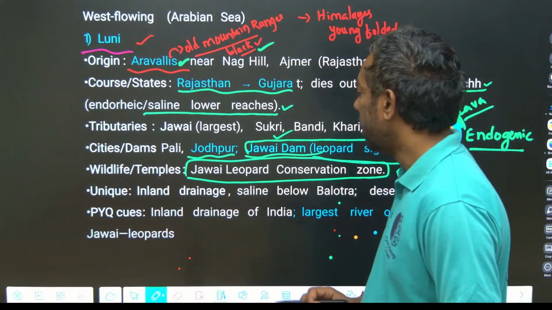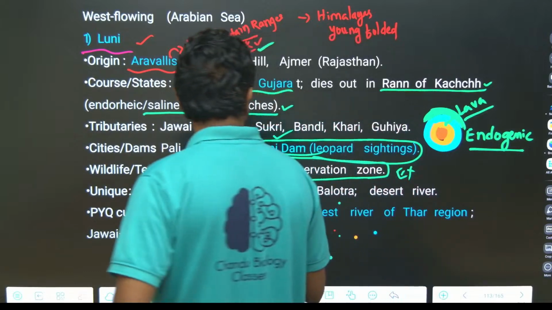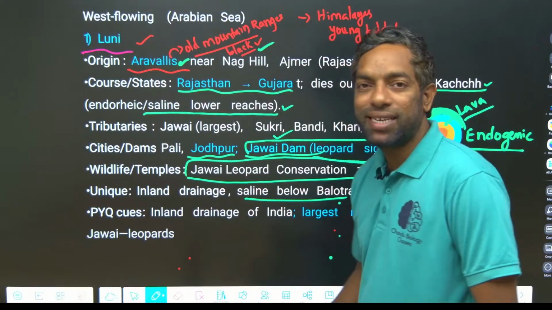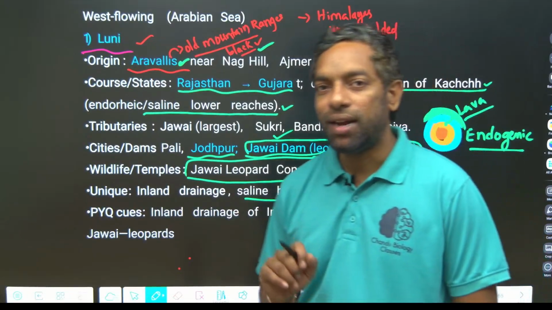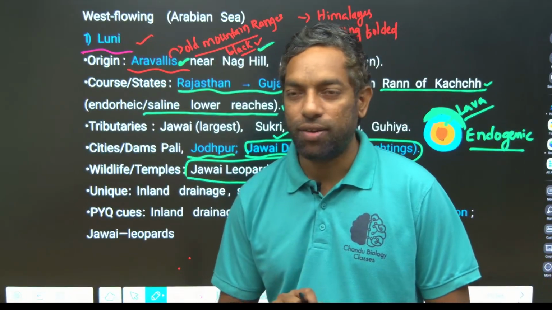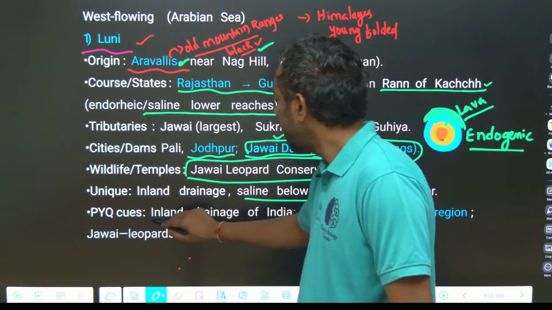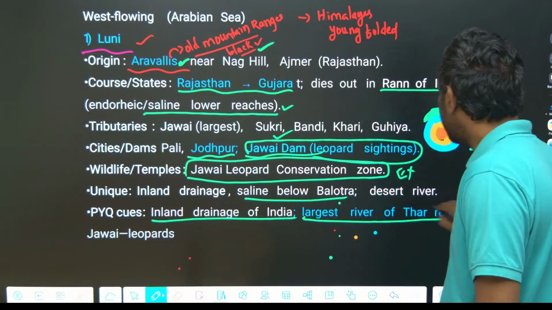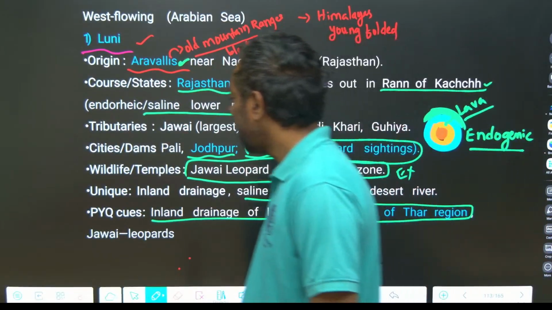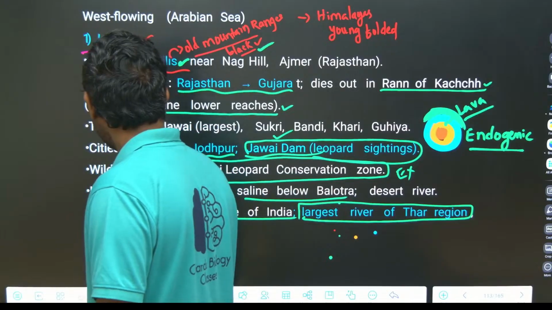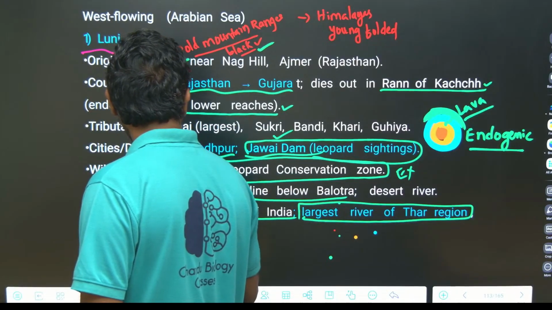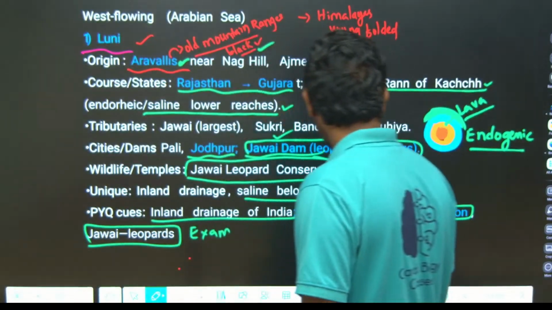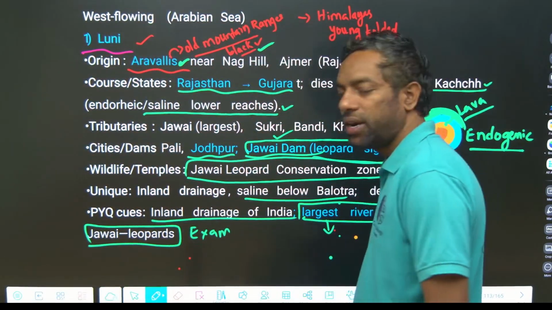In India, it is an inland drainage, saline river. In previous year questions, what they asked about the Luni river: it is the inland drainage of India, the largest river of the Thar region. Jawai leopard conservation. This is important for the exam, guys. Largest river of the Thar region, this is also important.